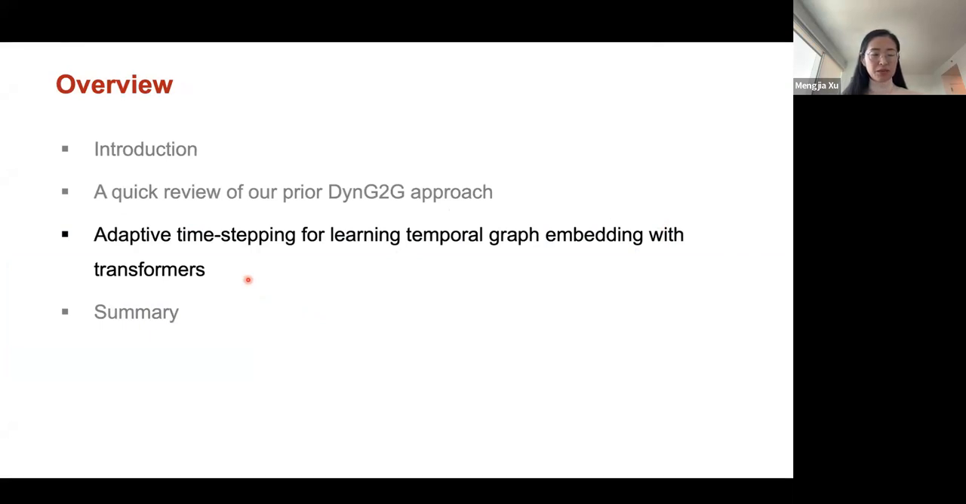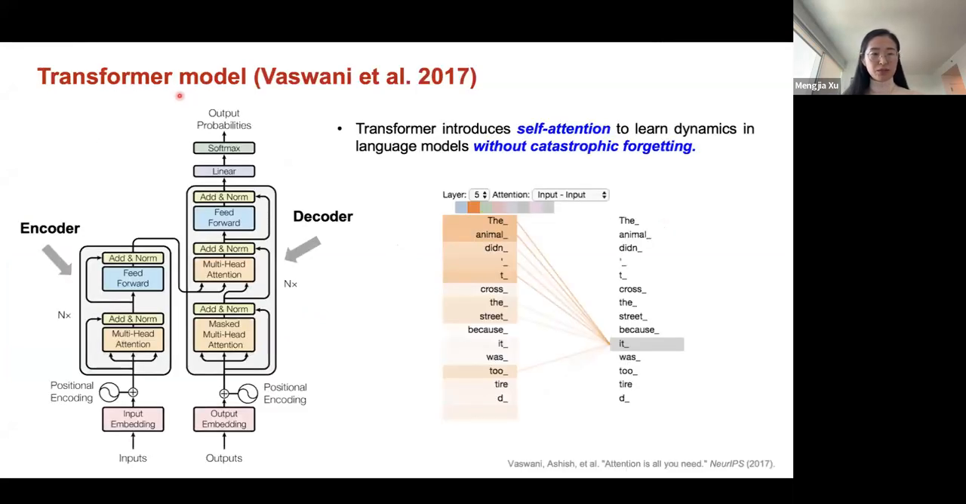we developed adaptive time stepping for learning temporal graphs using transformers. And this transformer model, I think I wrote here, was developed in 2017 based on the encoder and decoder model architecture, and uses a very important mechanism, the self-attention mechanism, and positional encoding, and a stack of different encoders and decoders to learn very accurate embeddings. They can also do sequential learning very well.